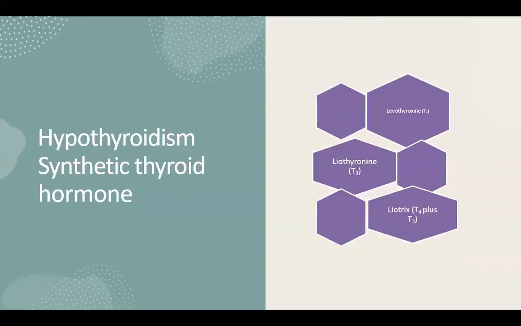In hypothyroidism, there are three preparations: either T4 on its own, levothyroxine; liothyronine, T3 on its own; or the combo, liotrix, T4 plus T3. Okay? Which one do you think is the most popular? Why? Is it because both of them are cheap? No, I'm saying one is more expensive. Okay, what else? What other side?